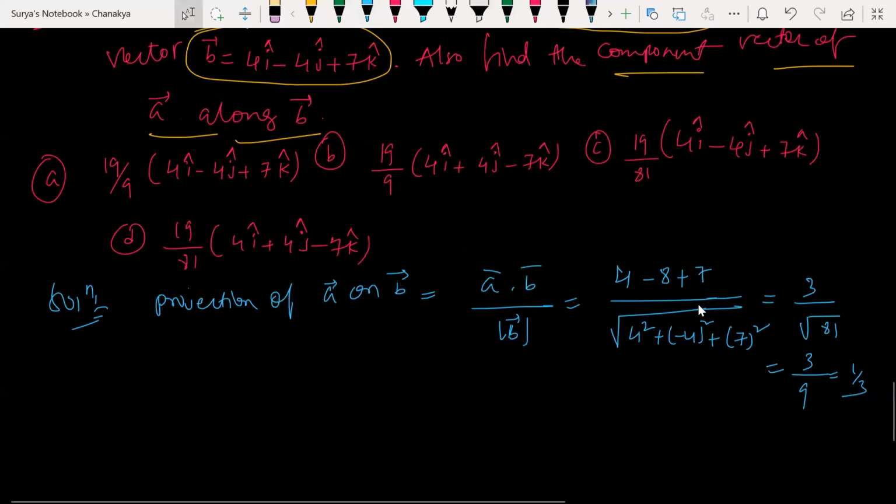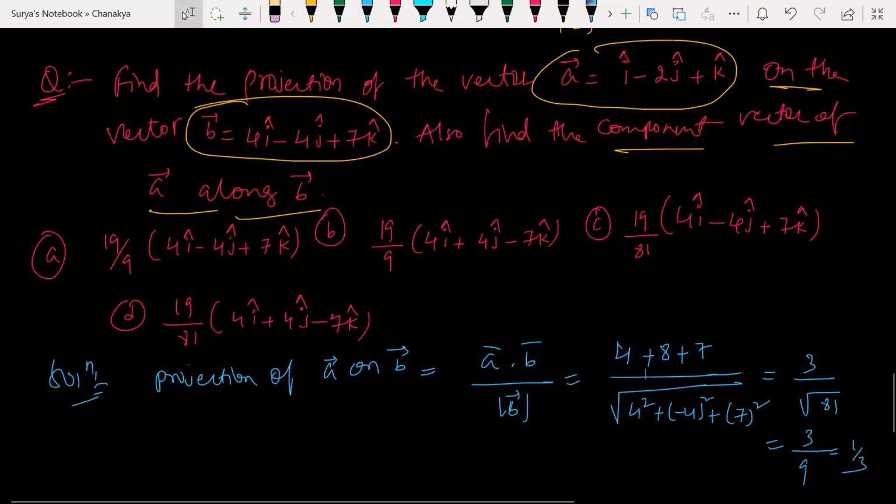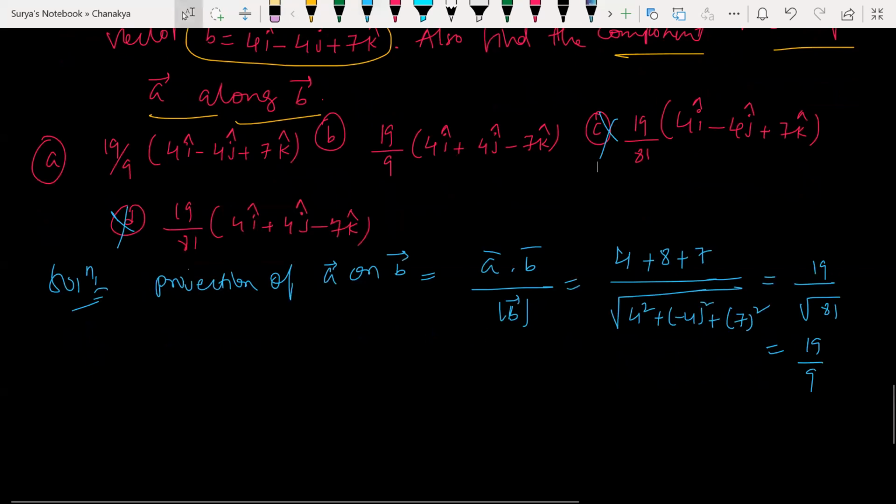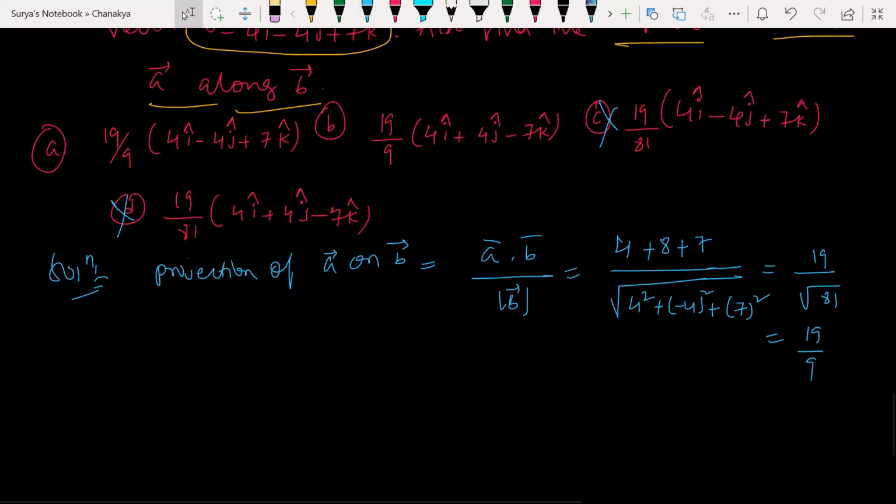Oh my God, I think I have made a mistake. Guys, minus into minus is plus. So here, look at it, my bad: 4 plus 8 plus 7, so you get 19 by 9. 19 by 9, whichever option is giving you that. Options C and D got deleted now. Either option can be A or B. Check it out.